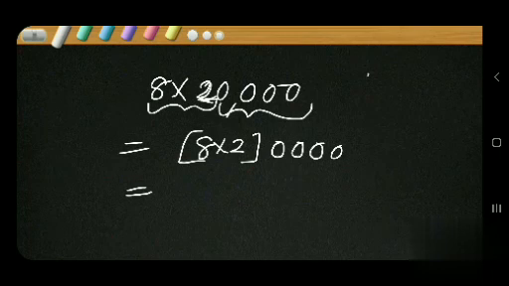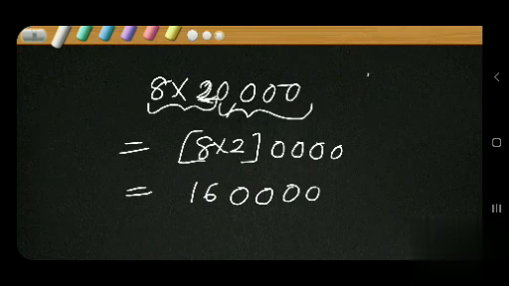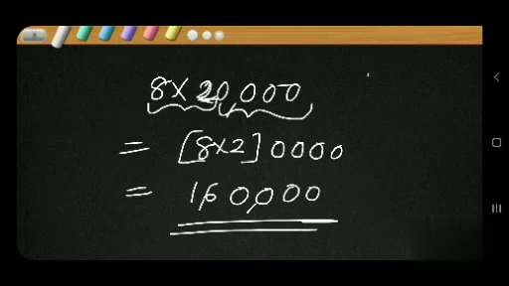8 into 2 can be multiplied in our mind. 8 2s are 16. With 16, how many zeros? 1, 2, 3, 4 zeros have to be put. So place the commas. Ones, tens, hundreds, comma, thousands, ten thousands, comma. How to read this number? 1,60,000 is our answer. Have you understood? Yes.